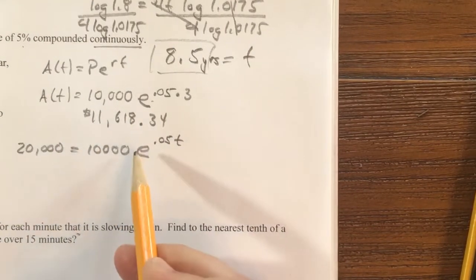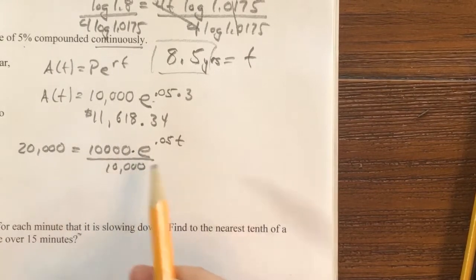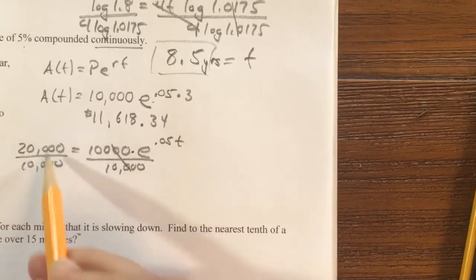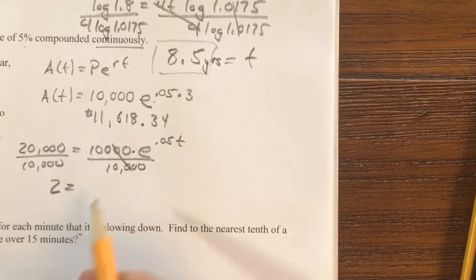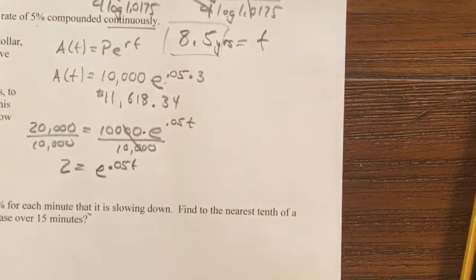So just like that previous one, this is multiplication. What do you got to do? Start by dividing. I'm going to get 2 equals e^(0.05t). Now this time I want to get rid of e.